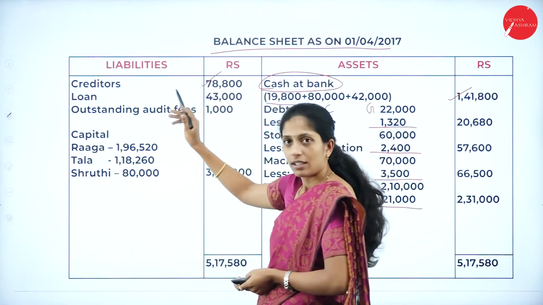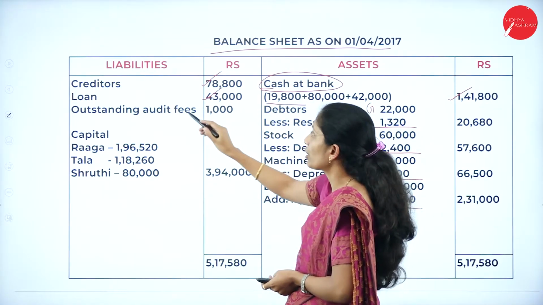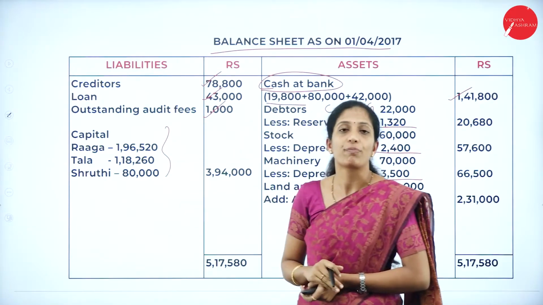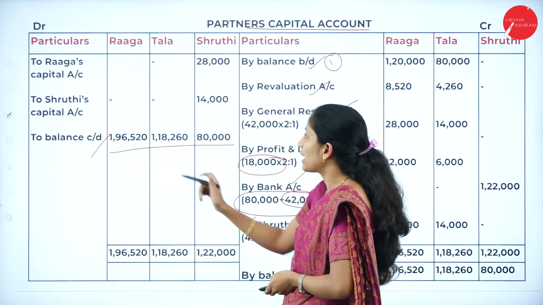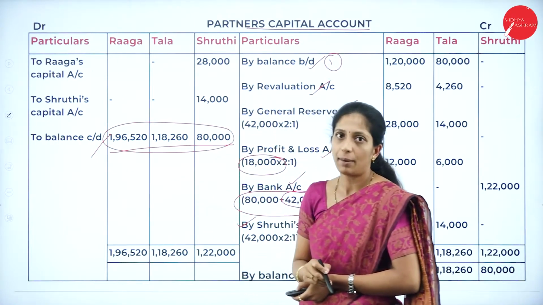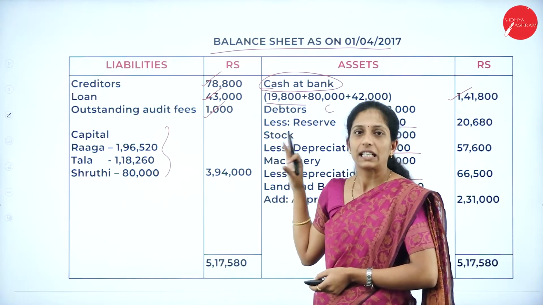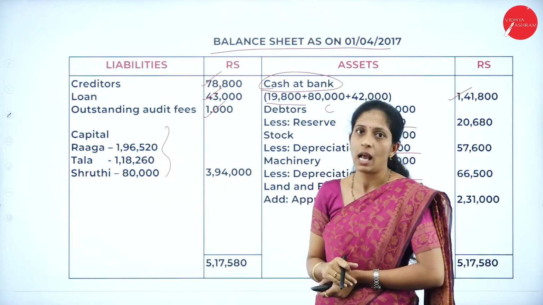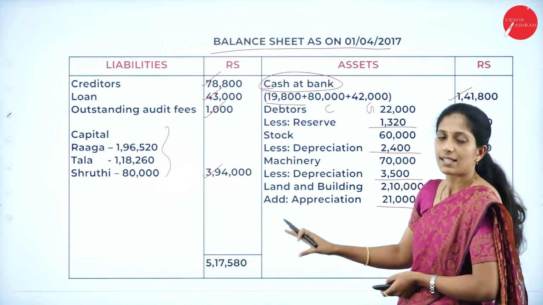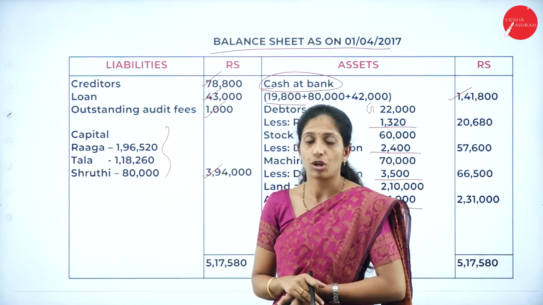Next, creditors, the items which were there on the liability side of the balance sheet in the question. Next, loan you will record, outstanding audit fees. Next, this capital will be the balancing figure of the partners' capital account. In the partners' capital account, we have carried down this amount, so this amount has to be taken as the capital of the partners. Suppose there is any general reserve or any other fund, it will not be taken in the balance sheet because we have already taken it in the partners' capital account. Now write all the capital, total both the sides, and the total of assets should be equal to the total of liabilities. So this is a problem relating to admission of a partner.